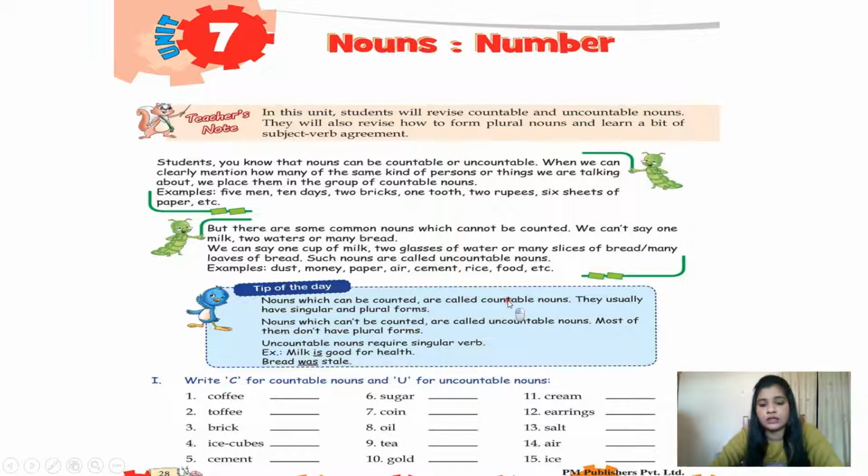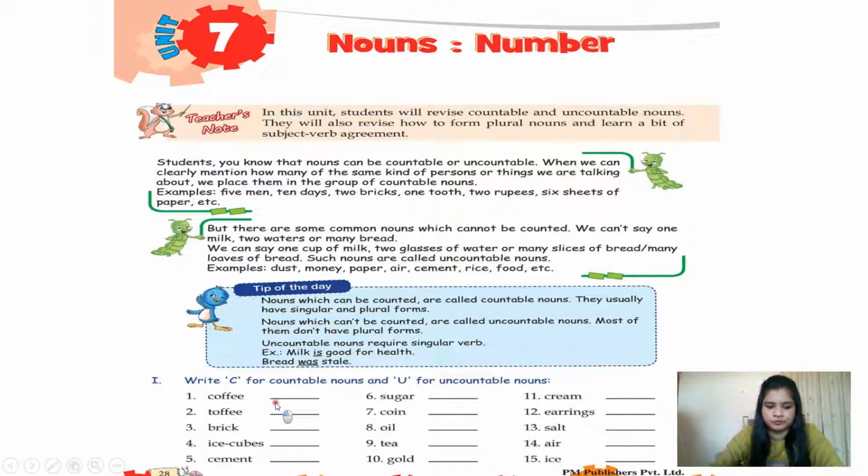Children, countable nouns can be counted. But what about uncountable nouns? If we cannot count it, what can we do? We can measure it. Like in countable nouns, we can ask the question, how many? But in uncountable nouns, how much? Okay, question number 1, Roman number 1. Write C for countable nouns and U for uncountable nouns.